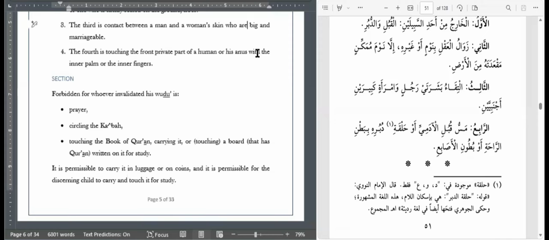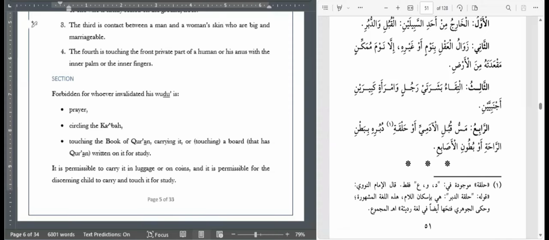The skin, iltiqa' basharatay, the contact of skin. That means skin on skin contact. He says basharate in the Arabic, the skins. The third is contact between a man and a woman's skin, but I don't think we need the S on there as far as the English is concerned. The skin of each one of them.